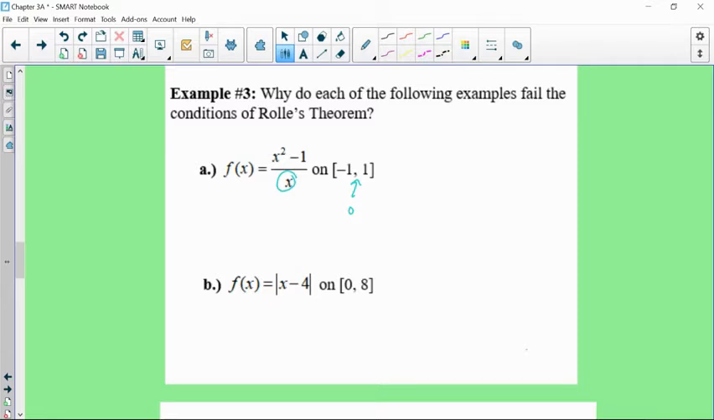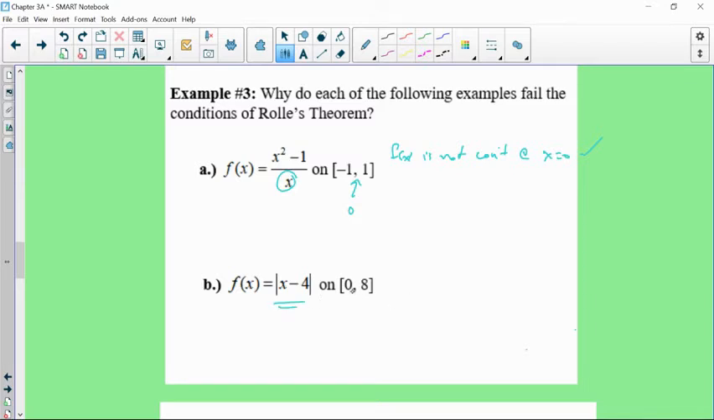So this fails all of the conditions, but you just pick one. So you could just say f of x is not continuous at x equals 0. And done.